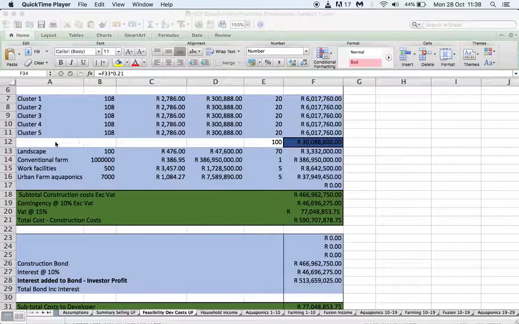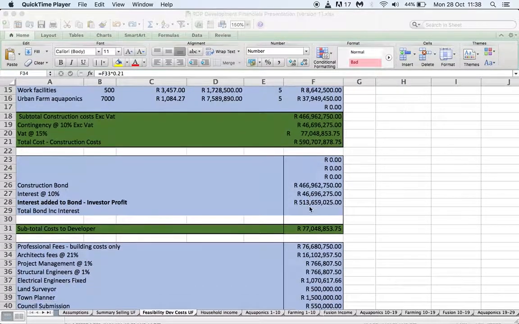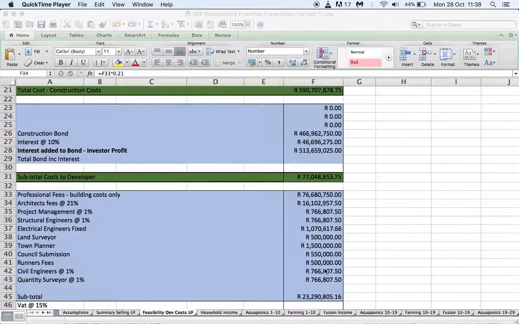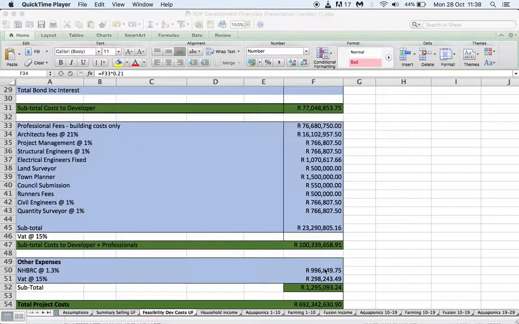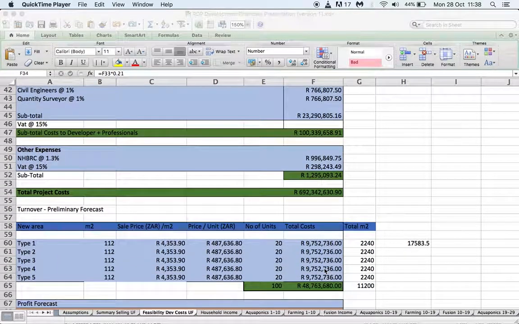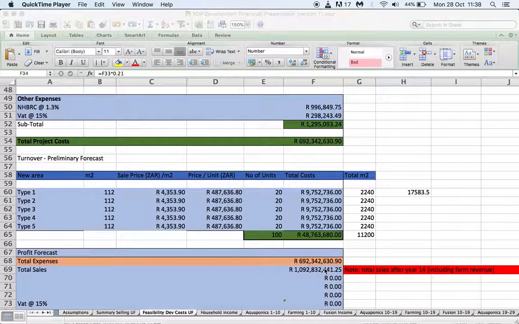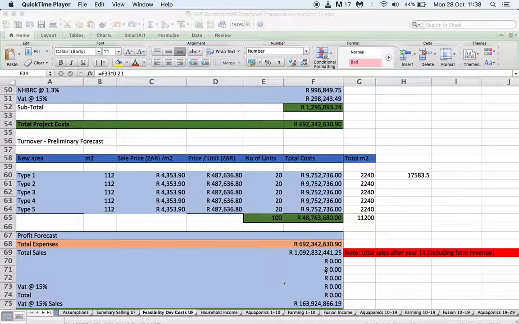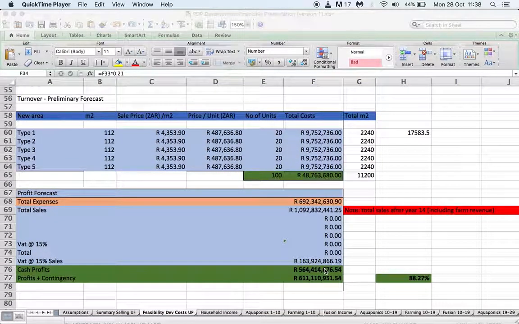And it shows you the development of landscape, conventional farm. We're going at 100 hectares for a start. Work facilities, urban farm, aquaponics. So basically all the figures start adding up. Then you have all your other fees, like architect's fees, project management, structural engineer, etc. And all those fees add up to just under 700 million rand, which is just under $50 million given today's current conversion rate.